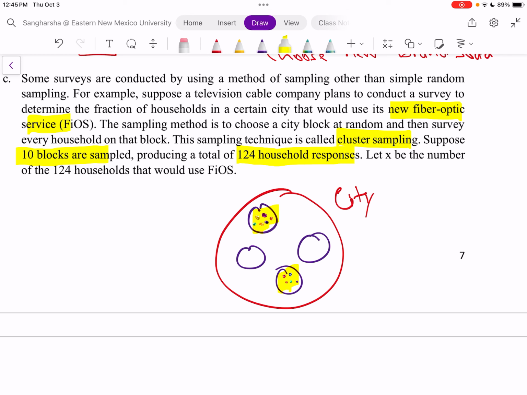Well, out of these 10 blocks, it's 124 people. All they're doing is deciding if they want to use the new fiber optic service. So the answer is yes or no. Okay, so they are identical. They have 2 responses, yes or no. So I think the 10 blocks is just to divert your attention.